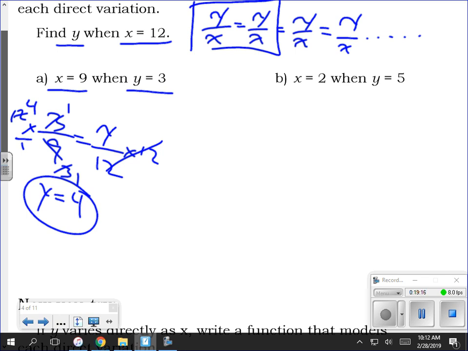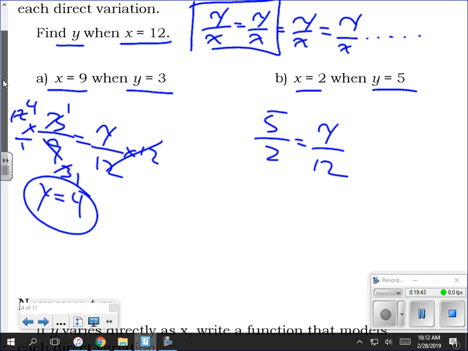Okay. So, next one, same thing. Y over X equals Y over X. 5 over 2 equals Y over 12. Solve it. Now, for me, like I said, I'm just going to multiply both sides by 12.